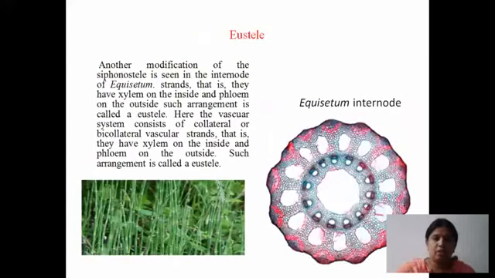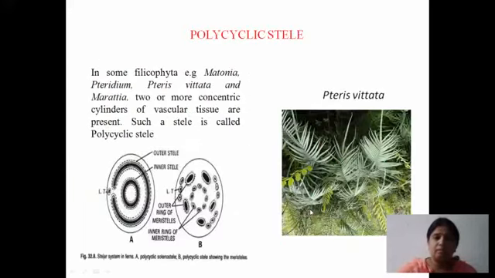Another modification of the siphonostele is seen in the internode of Equisetum, in which the strands have xylem on the inside and phloem on the outer. Here see the xylem and phloem on the outer side. Such arrangement is called eustele. Here the vascular system consists of collateral or bicollateral vascular strands, that is, they have xylem on the inside and phloem on the outside. Such arrangement is called a eustele.